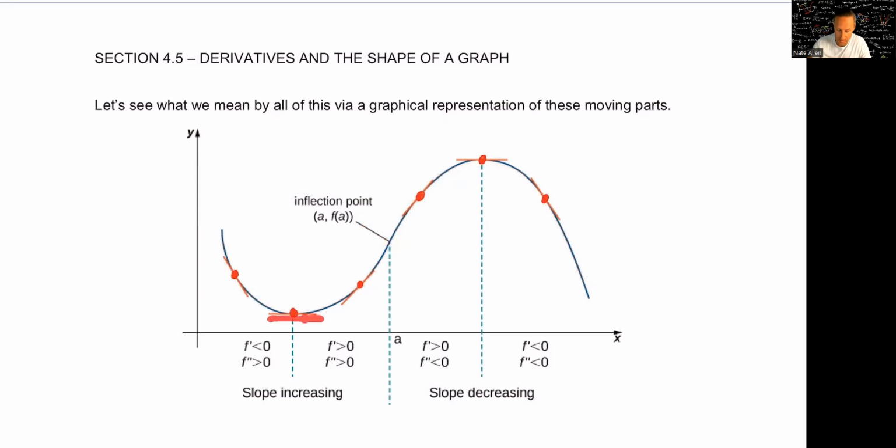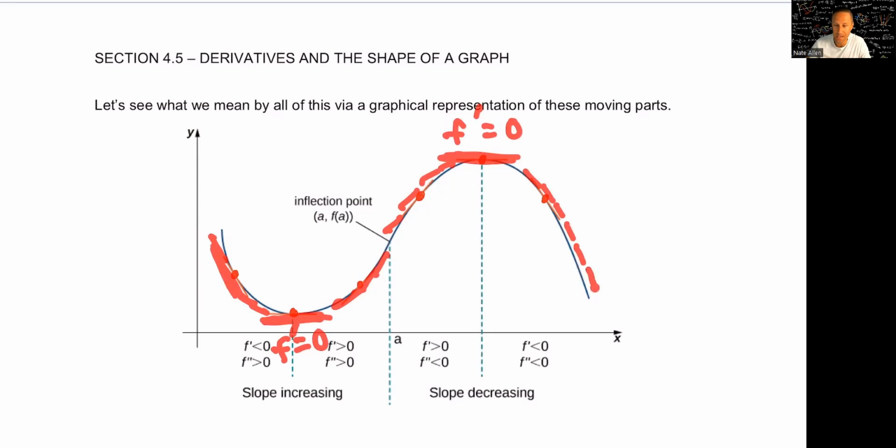So you can see that this and this are those critical points where the derivative of this thing would be equal to 0. And to the left of it, we would have negative tangents. Here we would have positive tangents. Here we would have negative tangents.